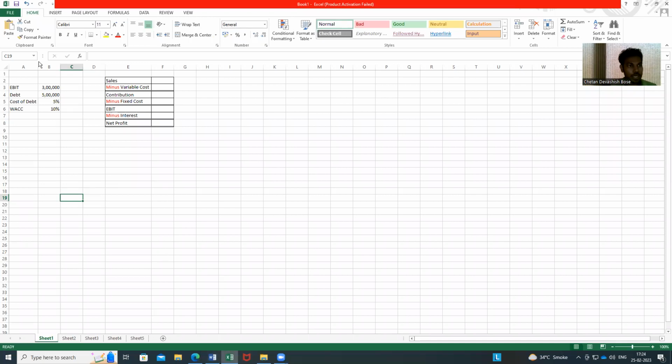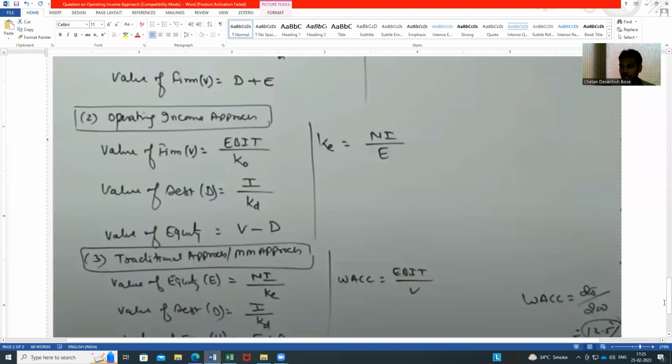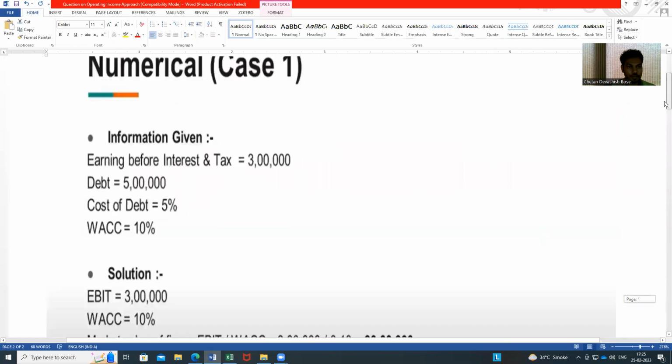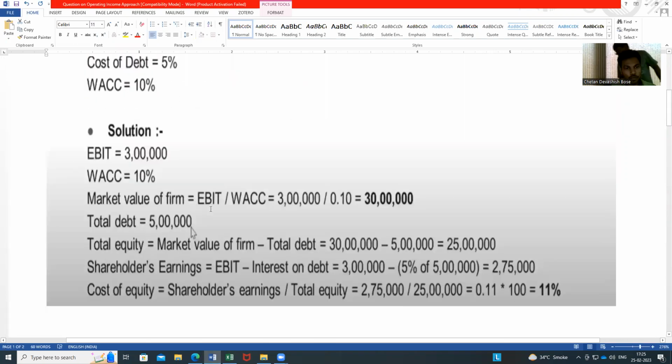Let us see a question. We have these details. EBIT, that is earning before interest and tax, is 3 lakhs. Debt 5 lakhs. Cost of debt is 5% and weighted average cost of capital is 10%. Given in the question. Now the question may ask you to calculate various elements. They may tell you to calculate value of firm, or else to calculate value of firm and then shareholders' earning.